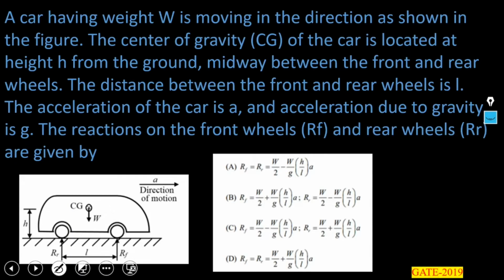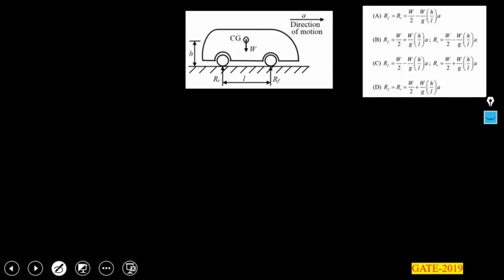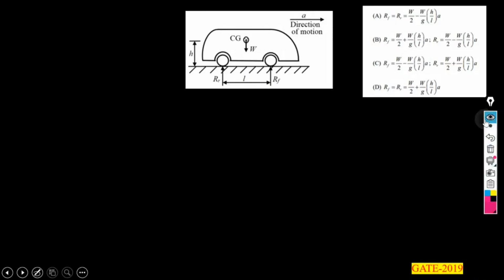A car having a weight W is moving in the direction as shown in the figure with an acceleration A, and the job is to find the reaction on the front wheel as well as the rear wheel. We can tackle this problem in multiple ways. The way number 1 would be with the help of Newton-Euler equation.